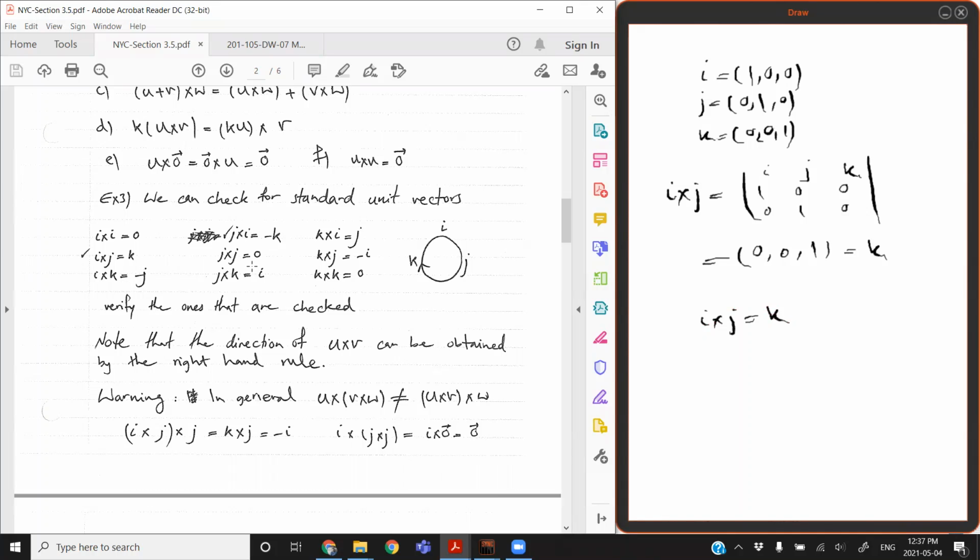So here you have all the different combinations that you can have for i, j, and k. If you multiply i times k, you get minus j. And there is this circle here that will help you memorize that.